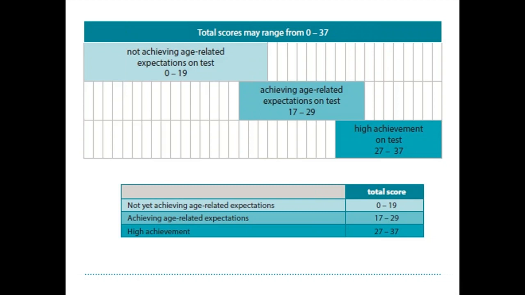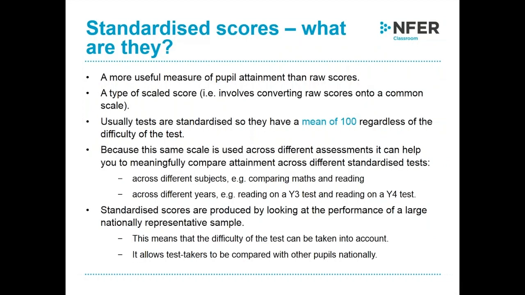Okay, so moving on to standardised scores. Again, standardised scores are a more useful measure of pupil attainment than raw score. They are in fact a type of scaled score, so they involve converting raw scores onto a common scale. Usually, tests are standardised so that they have a mean or an average of 100, regardless of the difficulty of the test. So the difficulty of the test is taken into account in the standardised scores.